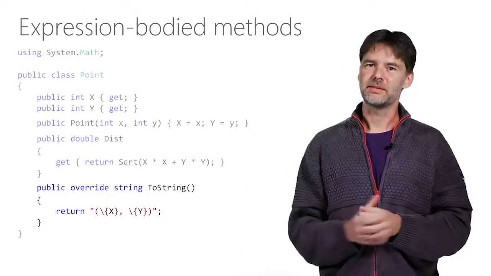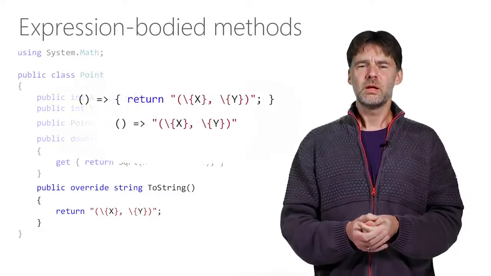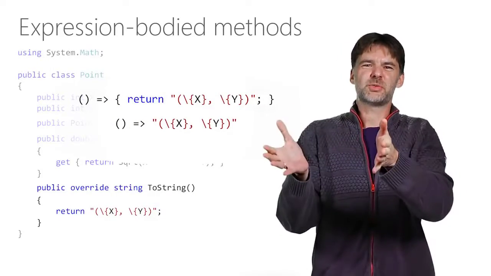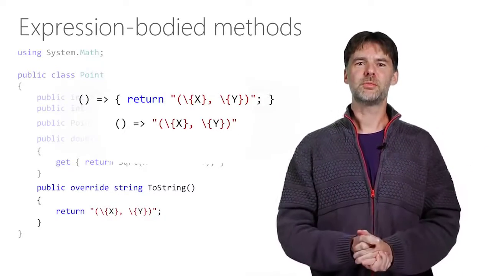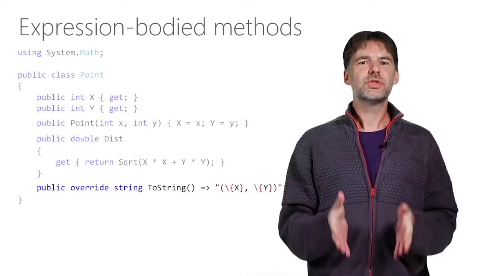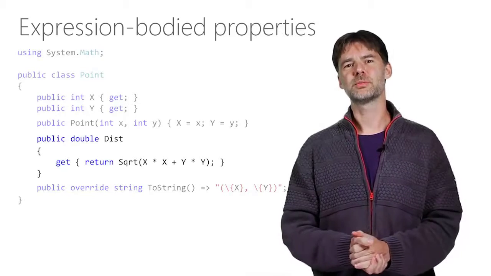There are lots of methods like this, where the body is just a single return statement. For lambda expressions, we already give you the option to just use a single expression rather than the whole statement body. So why not do the same for methods? We use the lambda arrow to let you implement a method with just a single expression. This goes for other kinds of function members too.